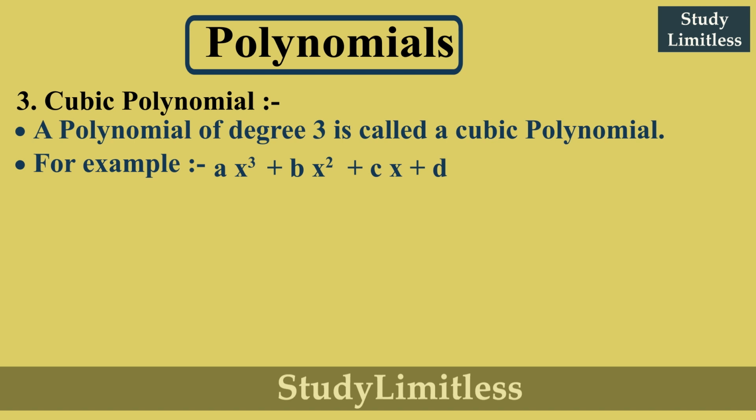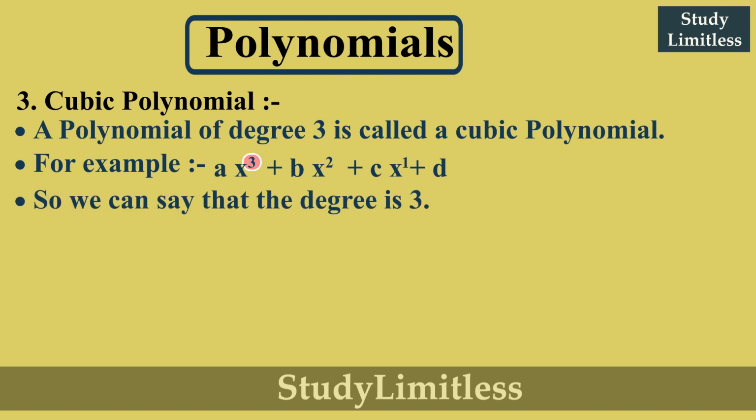In the above equation, a, b and c will be the coefficients. This d is alone, so it can be called a constant. And now we have powers 3, 2, and cx does not have any power written, so we take it as 1. So we have powers like 3, 2, 1, of which the highest is 3. The highest power is 3, so you can say that the degree is 3, right? So this is nothing but a cubic polynomial.